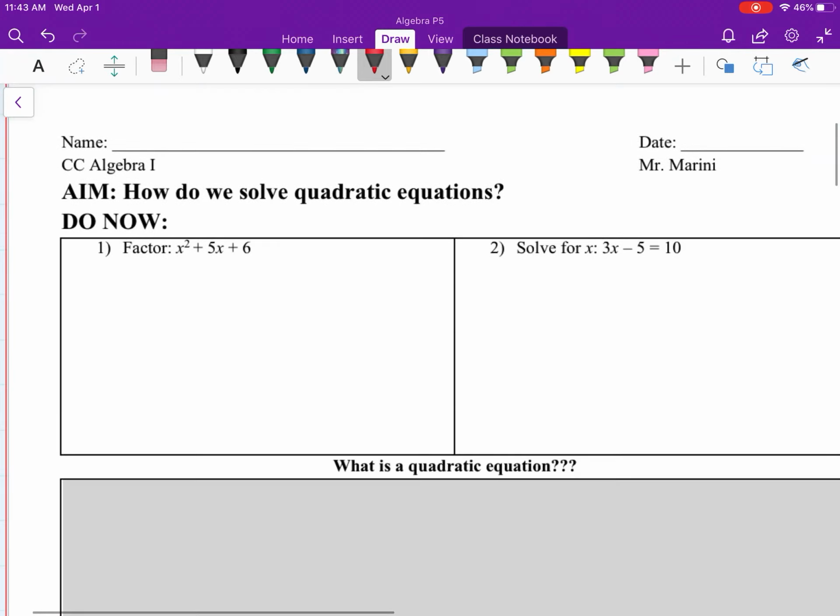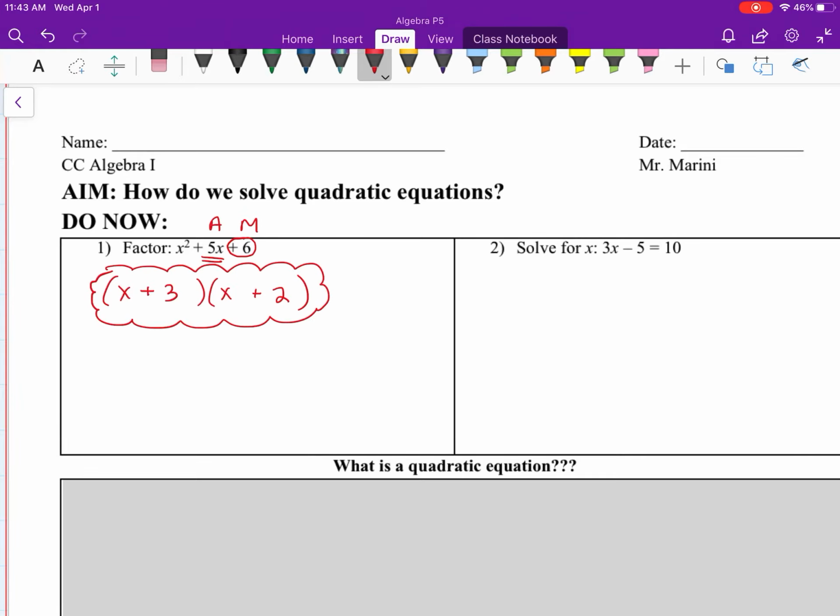We have here a trinomial. I see there's no number in front of the x squared, so we can go ahead and attempt to use our AM method. Since this starts off with x squared, that's going to be x times x, and then we're going to look for numbers that multiply to -6, but also add up to +5, which would be +3 and +2.